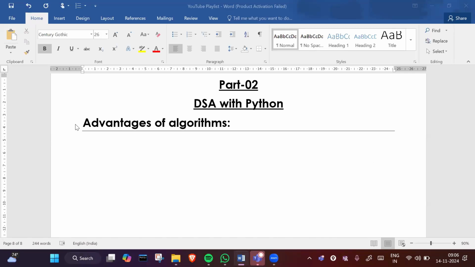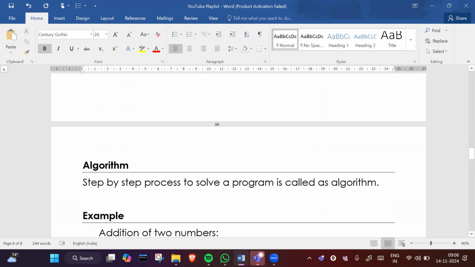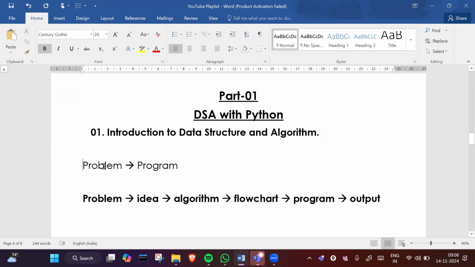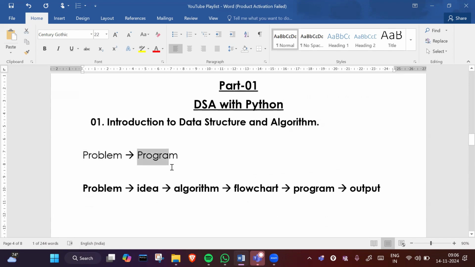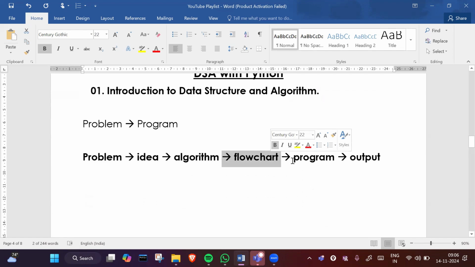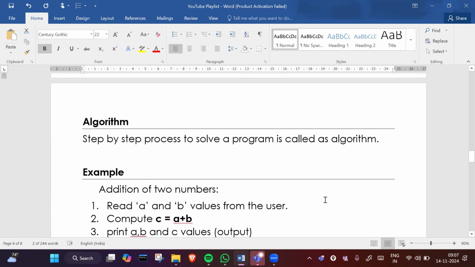Okay, so let's discuss advantages of algorithm. In part one, we have seen how we can convert our problem into a program. So what is the correct way? Problem, then problem converted into idea, idea converted into algorithm, and algorithm converted into flowchart. And from the flowchart, we will do implementation, nothing but program, and the output will come. Right? So this is the way.